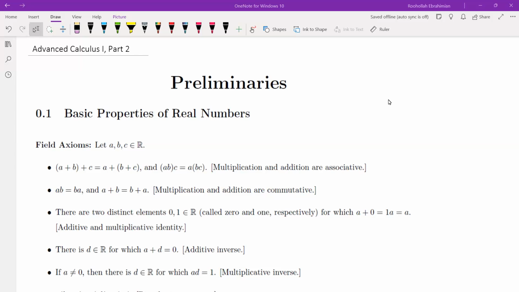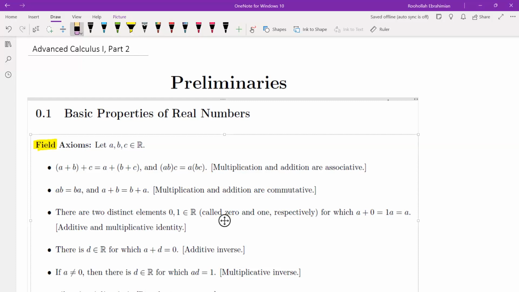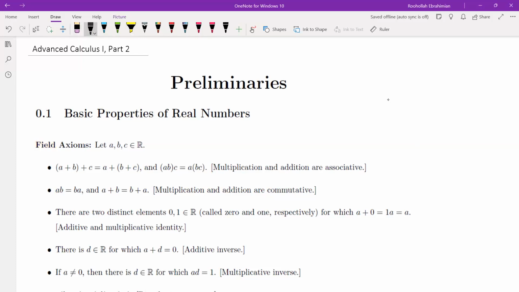So the first type of properties are the field axioms. As is clear from the name, the word field applies to other types of numbers as well. So what are field properties? Field properties are properties that are exclusive to addition and multiplication.